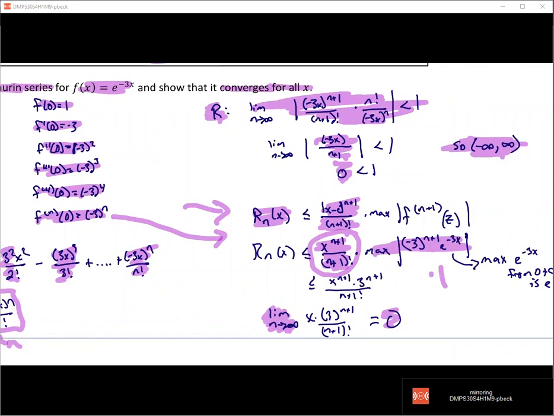If it's anything other than 1, well, if you take 0 times the max value of, say, 100, you're still going to get 0. So we really don't need that max value component of it. What we do need to show is that this limit does equal 0.